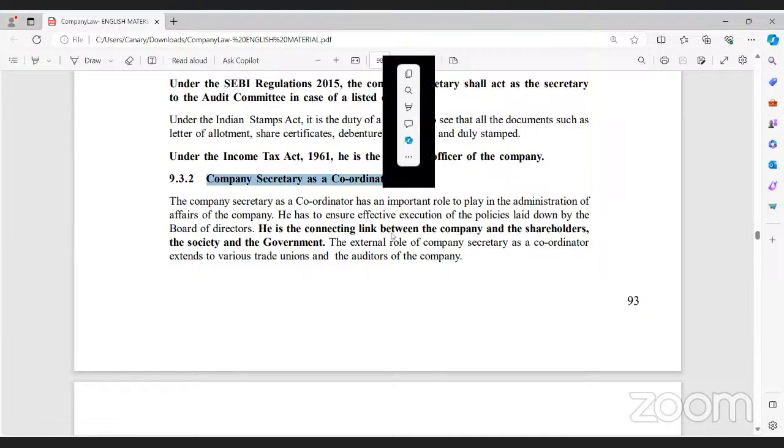How is he a coordinator? He is the one who acts as a link between the board of directors and shareholders, or between the managerial person and the shareholders. Okay. And not only that, he is the link between the firm and government, society and government. So with everyone he is connected.